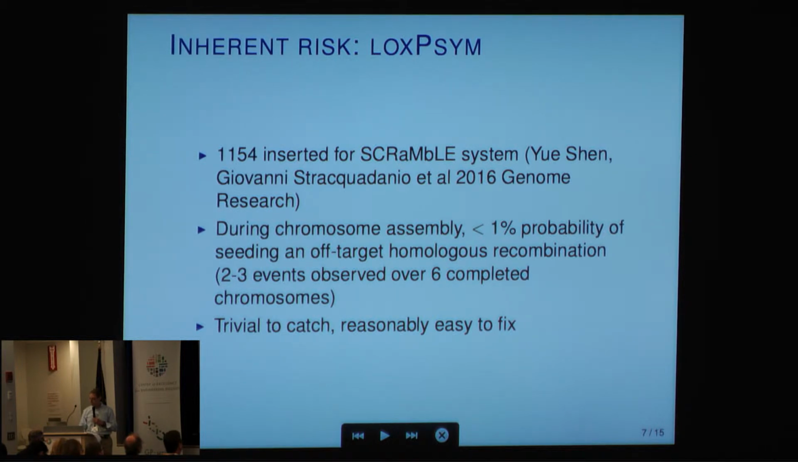Inherent risk: loxPsym sites. So far in the chromosomes that have been made, there are about 1,000 loxPsym sites. They've caused some problems in chromosome assembly. They seem to seed off-target homologous recombinations, occasionally tandem duplications, trivial to catch, reasonably easy to fix, although maybe some of the labs in China would debate that. But I think this is inherent risk. I'm not sure that there's a better strategy to get these sites in there. It causes some trouble in assembly. We knew it would be a problem. Actually, I think we're a little surprised that it's not more of a problem.